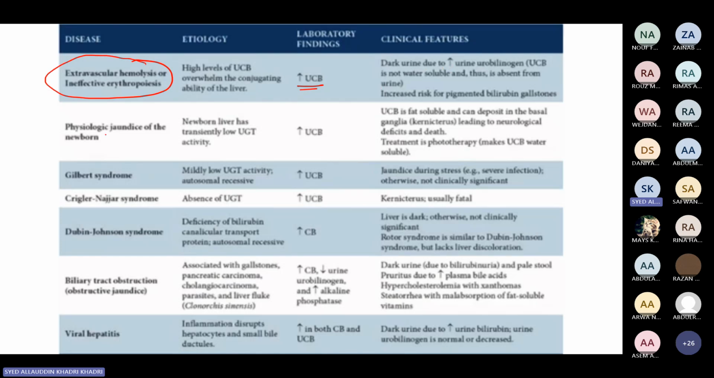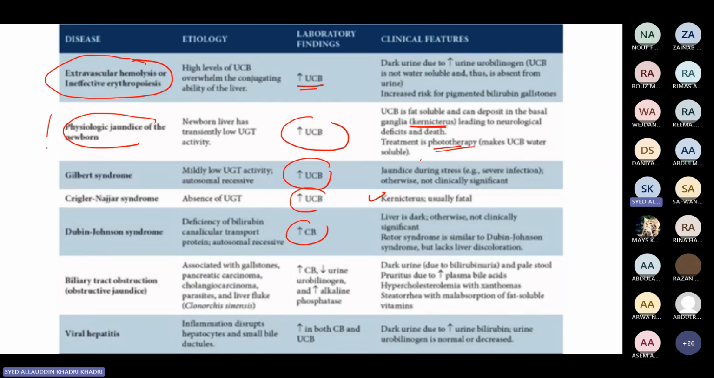You have physiological jaundice of the newborn, where the increase in unconjugated bilirubin can cause kernicterus, which actually goes and colors the basal ganglia. Treatment is very easy, phototherapy. Gilbert syndrome, again, increase in unconjugated bilirubin, and Crigler-Najjar also unconjugated bilirubin. All this can cause serious infection and kernicterus, and also the Dubin-Johnson syndrome.